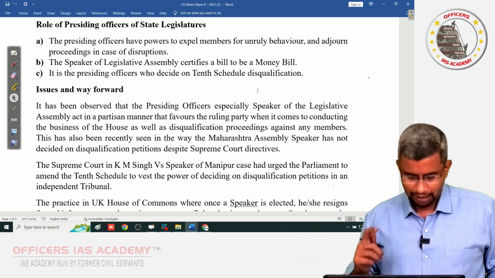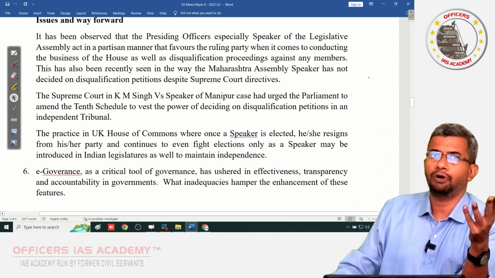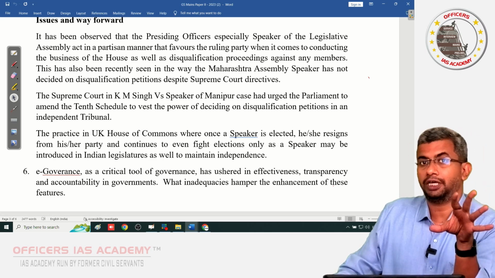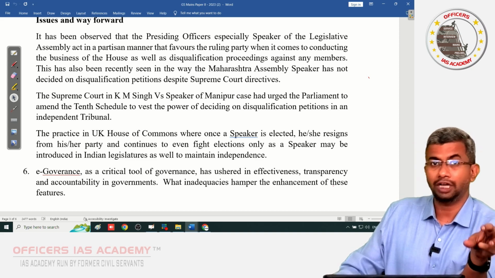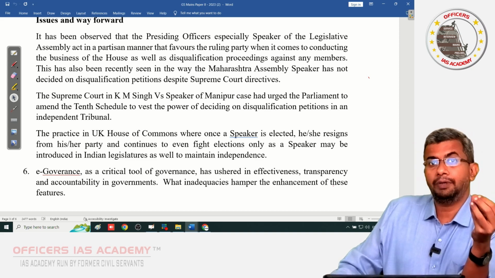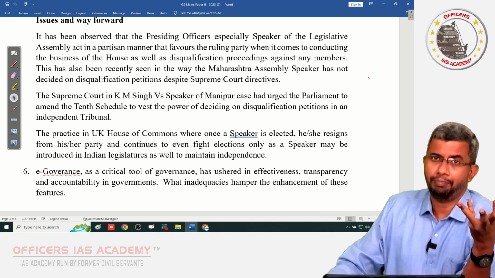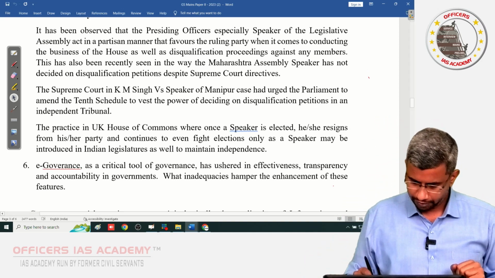And so, the practice of the UK House of Commons, where the speaker once appointed resigns from his political party and continues only as a speaker, may be introduced in India also. Even in subsequent elections, they contest only as speaker, not as a member of a political party. That would improve impartiality and independence.